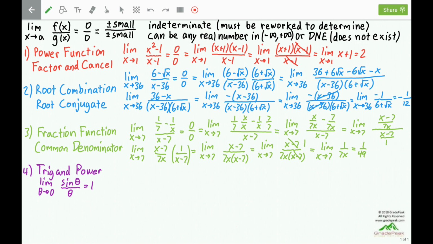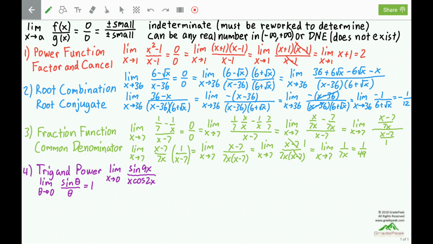The reciprocal, if you have theta over sine of theta, would be the reciprocal of 1 over 1. It would still give you a 1. So those can be flipped around, and it's still the same result. So it's okay if the sine's in the denominator. The important thing is to pair off the thetas with each other. Let's look at an example.